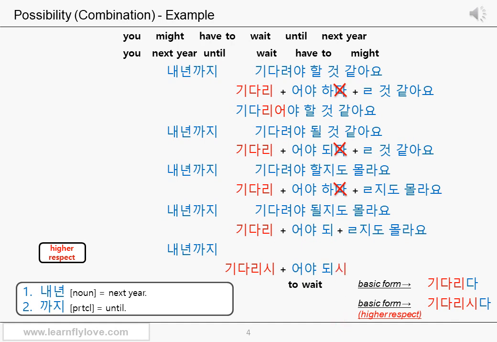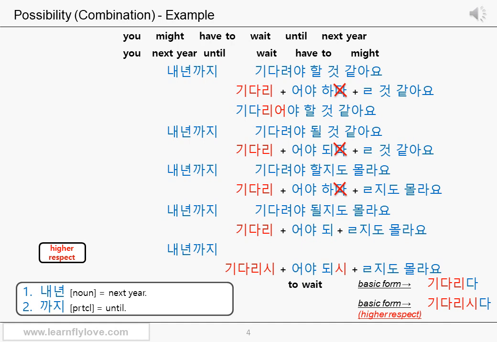You can simply add 시 sound to the stem 돼. So 어야 돼 becomes 어야 되시. How about the last predicate 몰라요? As we told you, it actually means not know, which indicates that the speaker doesn't know for sure. So this is nothing to do with the subject you. You shouldn't think that it's the direct translation of the English auxiliary verb might, okay? And then let's just add final 르 consonant and 지도 몰라요.